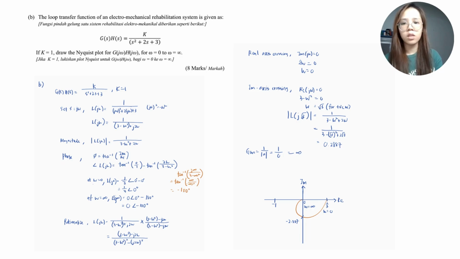Next, we find the imaginary axis crossings. We set the real part equal to 0, and we get omega equal to square root 3. When we substitute square root 3 into the magnitude of the system, we get the crossing point equal to 0.2887. Next, we find the gain margin. Then we substitute a equal to 0, and we get the gain margin is infinity. Now we can plot the Nyquist plot and label all the values we get.